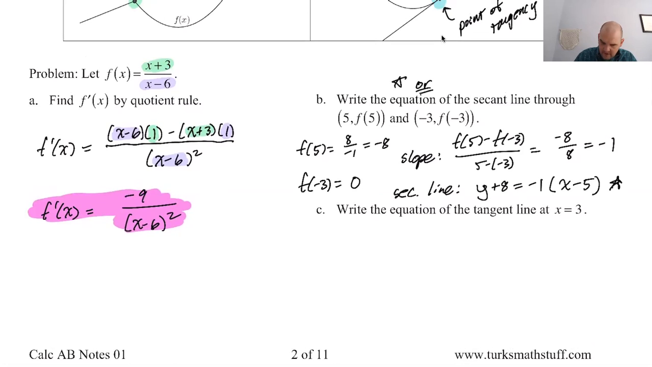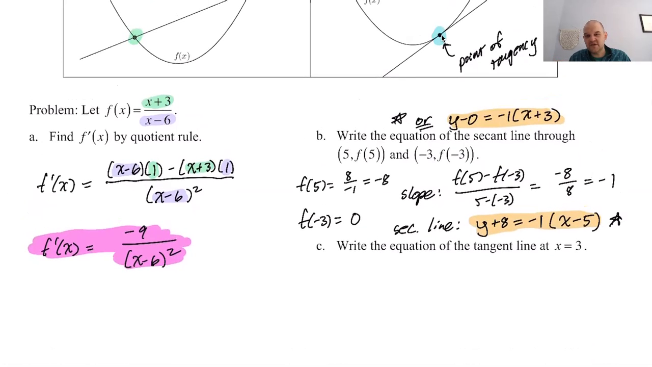Star and then star. Or we could have done y minus 0 is equal to -1, x plus 3. Either of those would have been totally fine. So we could have gone with this, or you could have gone with this, because they're the same line, right? So what does the top one simplify to? Y equals -x minus 3. What does the bottom one simplify to? You get y plus 8 equals -x plus 5, subtract 8, y equals -x minus 3. Same line. It doesn't matter which one you use.